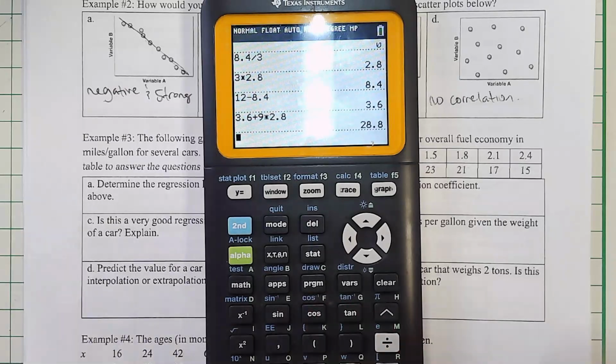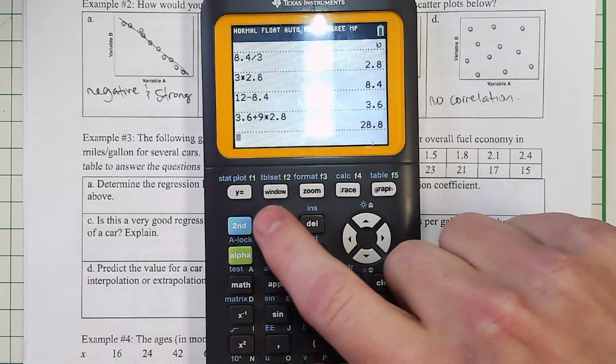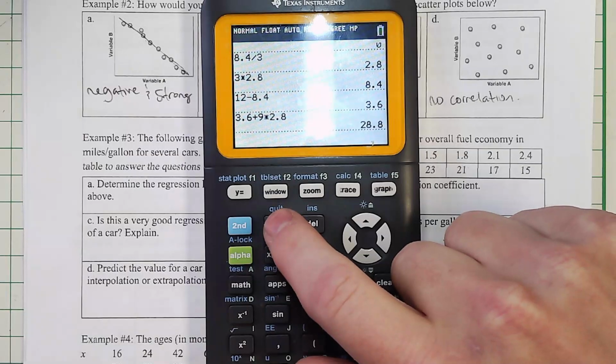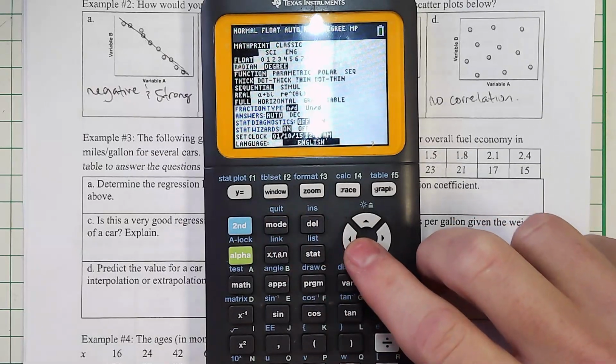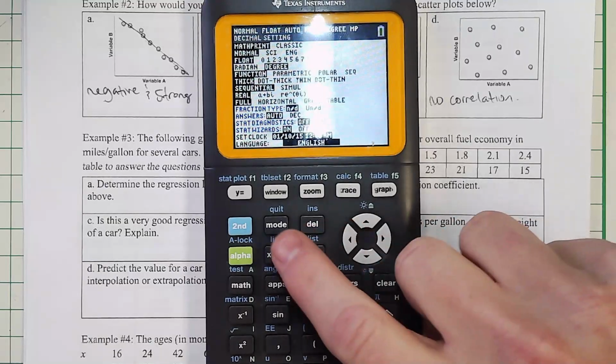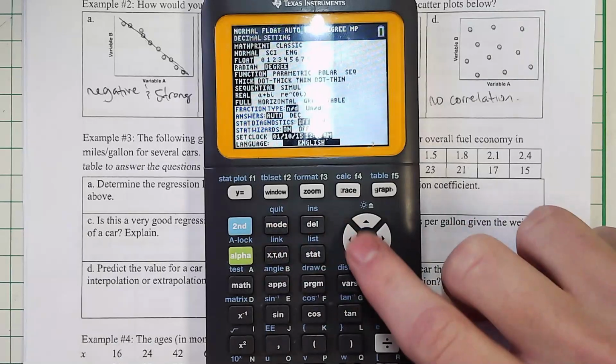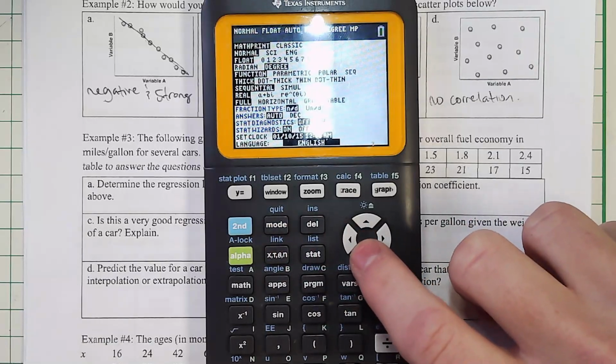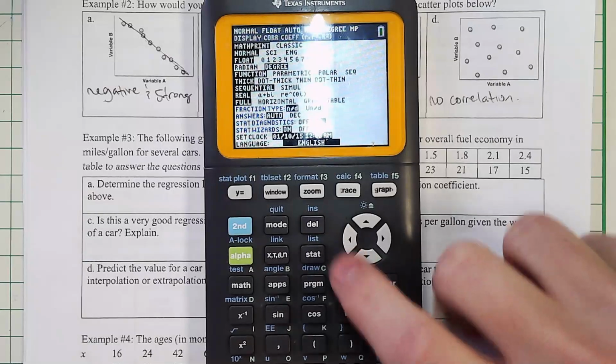My bad. Press mode first. Mode is between second and delete. Press mode first. I got to make sure my stat diagnostics are on. So I press mode right here. And I got to scroll down to stat diagnostics and make sure they're turned on. So I'm going to turn those on. Okay.